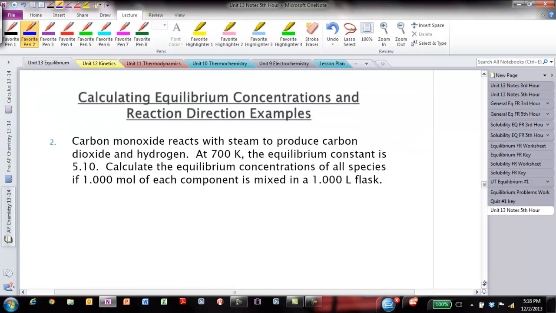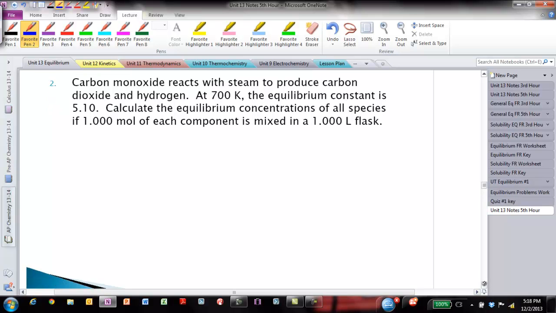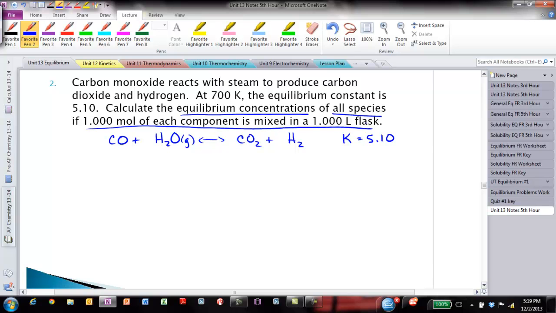Okay. And once again, we're looking at reaction direction. So this one has a little less direction than we were given in the previous one. It just says carbon monoxide reacts with steam to produce carbon dioxide and hydrogen. Well, we should probably write a reaction for that. So carbon monoxide reacts with steam, or gaseous water. That is important because it goes in our equilibrium expression, to produce carbon dioxide and hydrogen. We're going to have to make sure that it's balanced, which it is. It says that at 700 the equilibrium constant K is 5.10. And it wants us to calculate the equilibrium concentrations of all species if 1 mole of each component is mixed in a 1 liter flask.